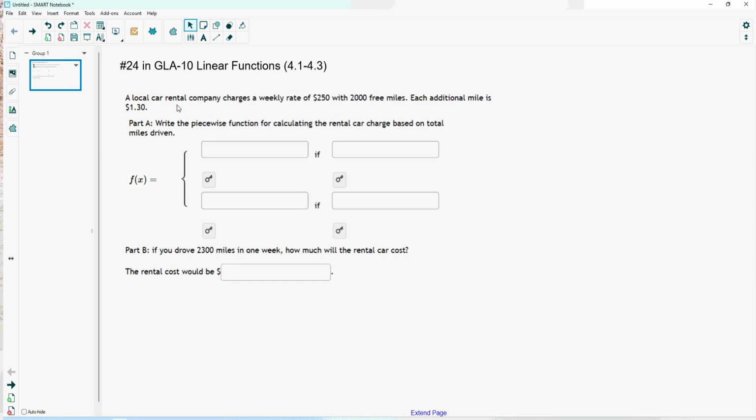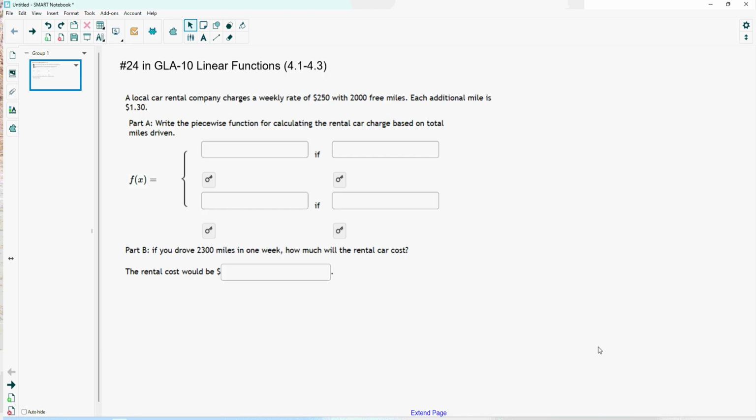A local car rental company charges a weekly rate of $250 with 2,000 free miles. Each additional mile is $1.30. In Part A, we're asked to write the piecewise function for calculating the rental car charge based on total miles driven. In Part B, we're asked if we drove 2,300 miles in 1 week, how much will the rental car cost? The rental car cost would be in dollars.